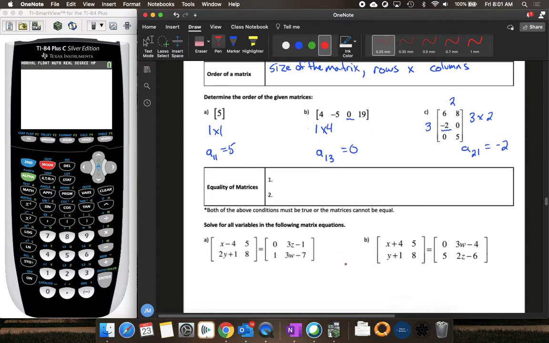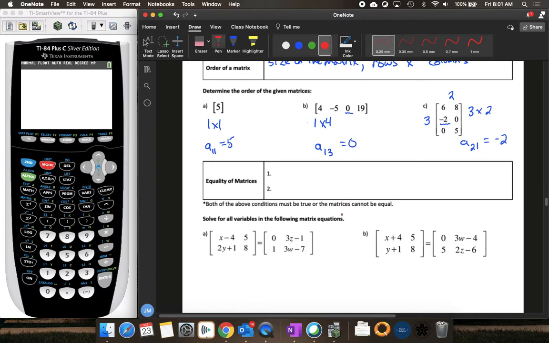Next, let's talk about the equality of matrices. So how two matrices can be equal to each other. Number one, they have to have the same order. In other words, the two matrices have to be the same size. You can't have a 3 by 2 matrix equal to a 2 by 1 matrix. So they have to be the same size. Step 2, all of the corresponding elements must be equal.